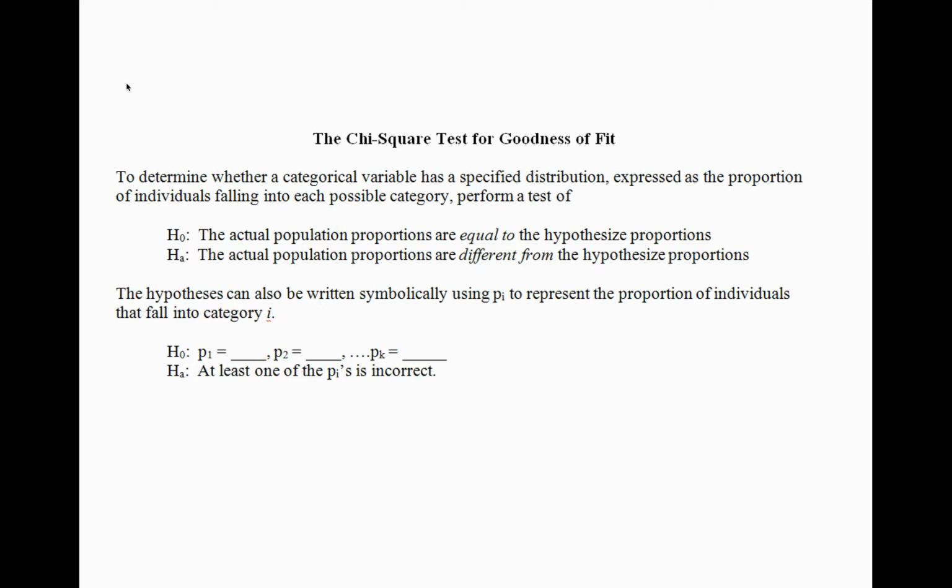So there are a couple of ways we can write our hypothesis. We can write it as sentences saying the actual population proportions are equal to the hypothesized proportions. And then our alternative would be that the actual population proportions are different from the hypothesized proportions. We can also write it in symbols. And if we want to write it in symbols, we would say proportion 1 equals, and express that as a decimal, proportion 2 equals, and so on, identifying the proportion that we believe would belong to each category. And then our alternative would be that at least one of those proportions is different from what we expect.